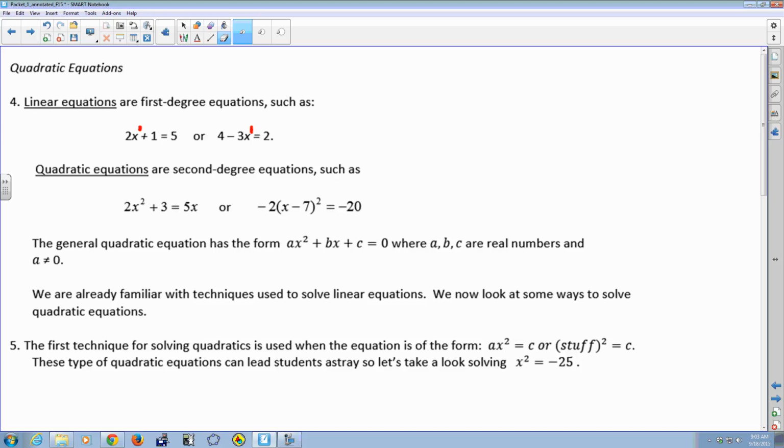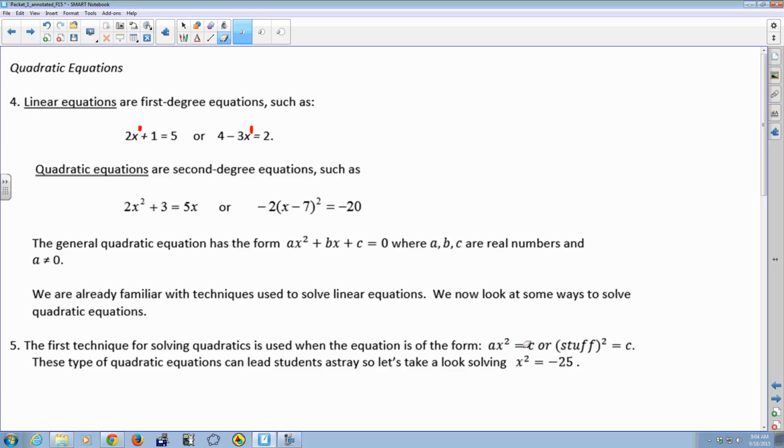Since we can have up to 3 terms, notice we use the first 3 letters of the alphabet. A is the coefficient of your x squared term, B is the coefficient of x, and C is your constant. Sometimes we may have all of these terms present and sometimes we may not. Of course, A cannot equal 0, because if A was 0, this would not be a quadratic equation anymore. It would be linear, because 0 times x squared is 0. It's possible for B to be 0 and it's possible for C to be 0.